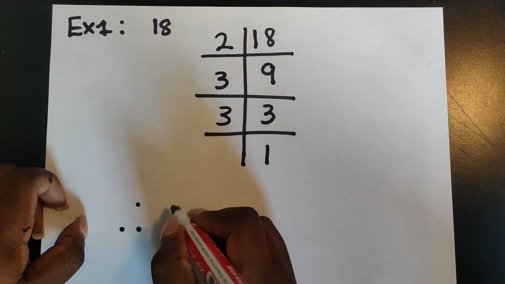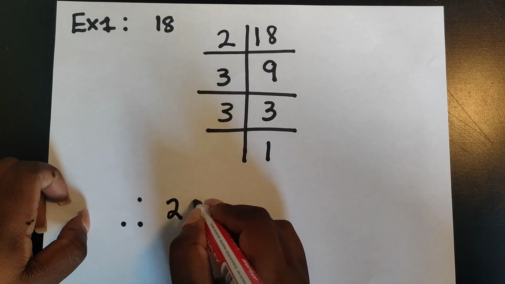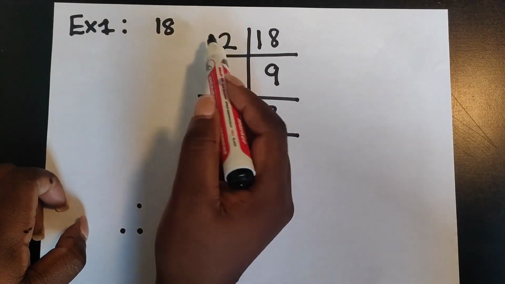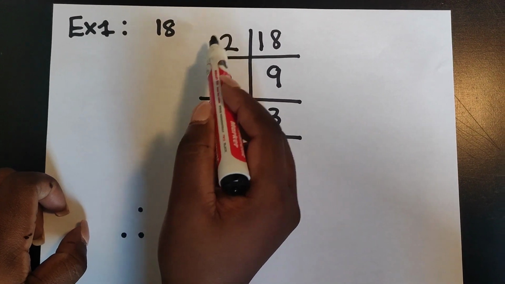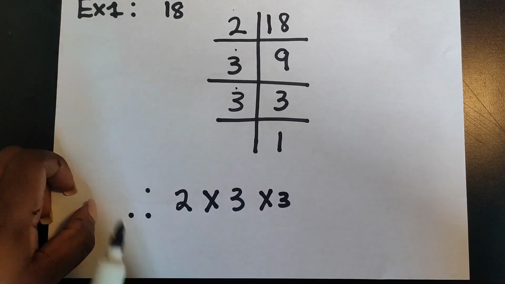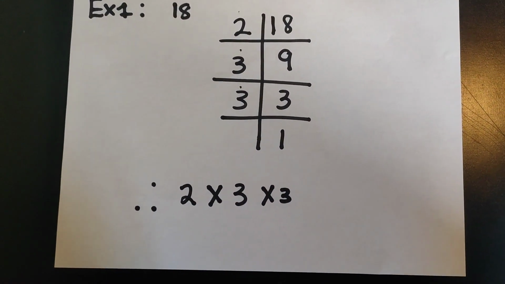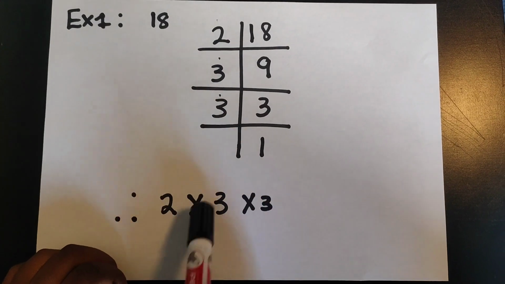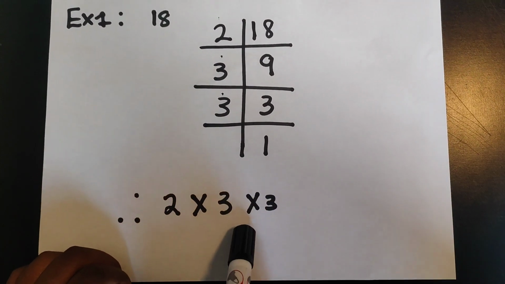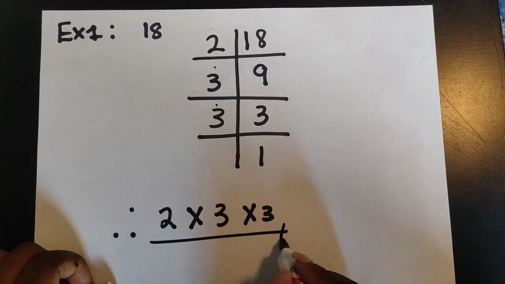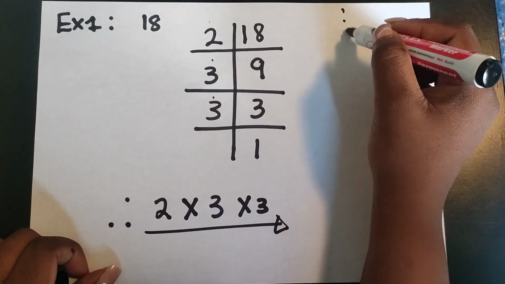Therefore, your answer is 2 multiplied by 3 multiplied by 3. It's all these numbers on the left: 2, 3, and 3. So 2 times 3 times 3. And the way to check whether your answer is correct is to multiply these numbers and make sure that they take you back to 18.